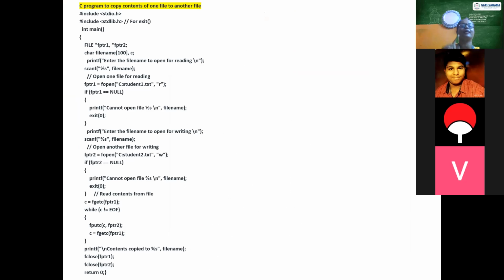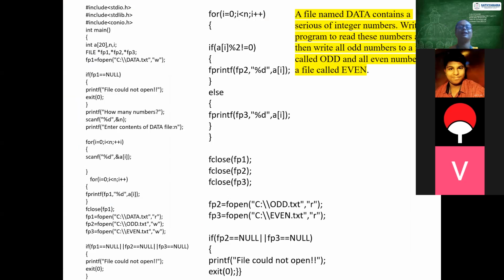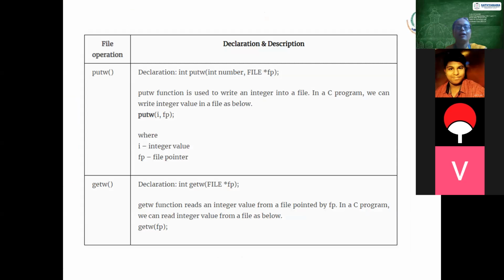C program to copy the content of one file to another file. This is also a program. And another one is a file name data. So we will see it. Now we will see the commands.